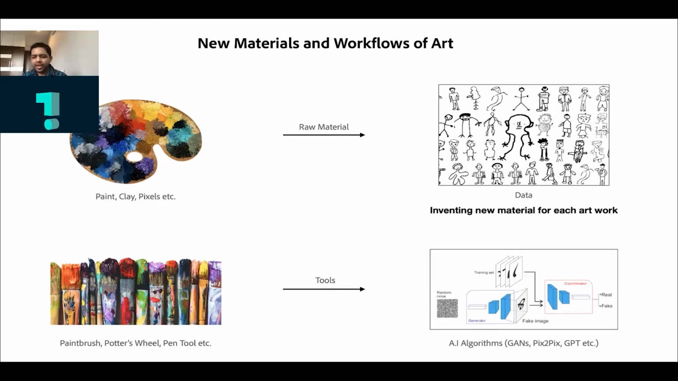But this slide, I think, captures what I feel is an analogy of traditional art to this new AI way of making art, where traditionally artists would make their paints and their clays and so on. And even pixels and such, they would manipulate those as the raw materials. Whereas today, the raw material is data.